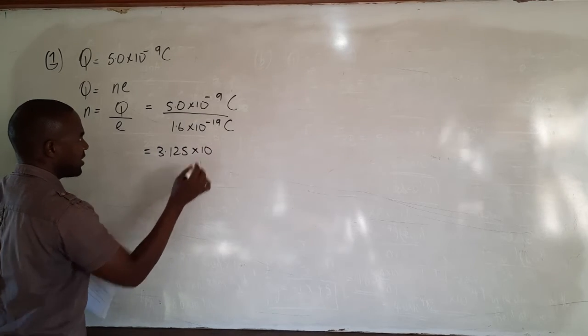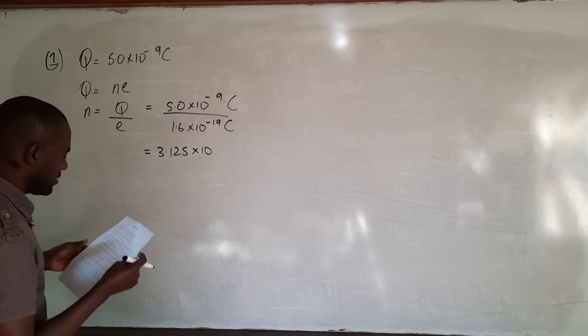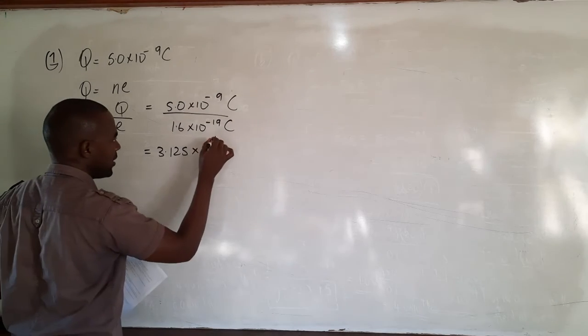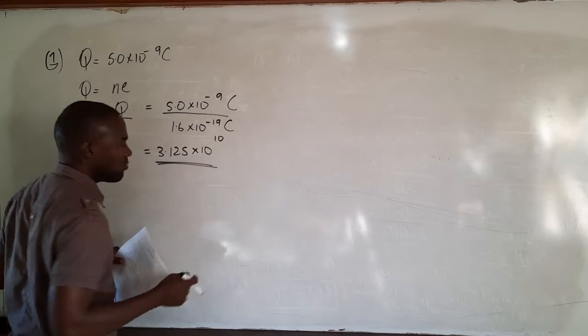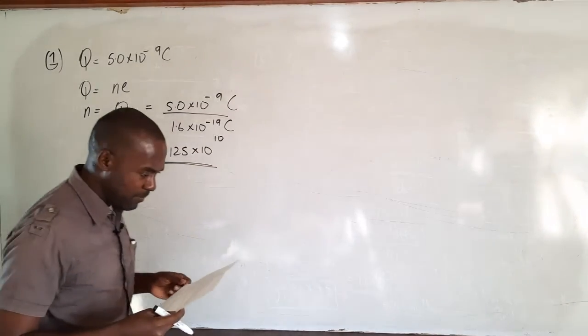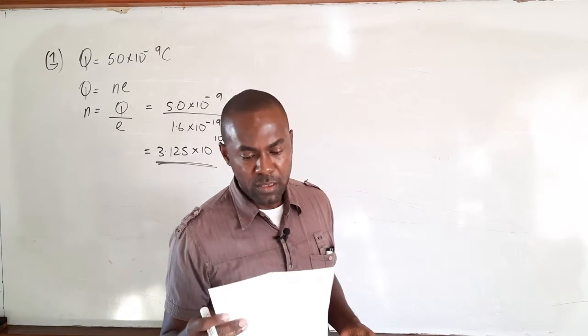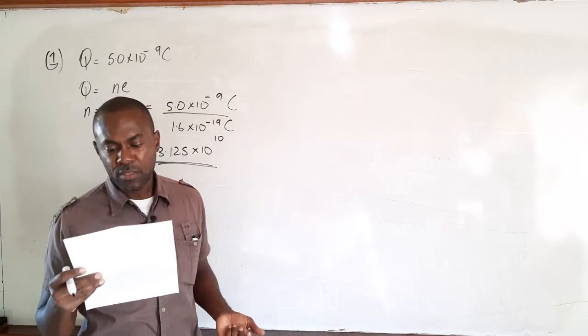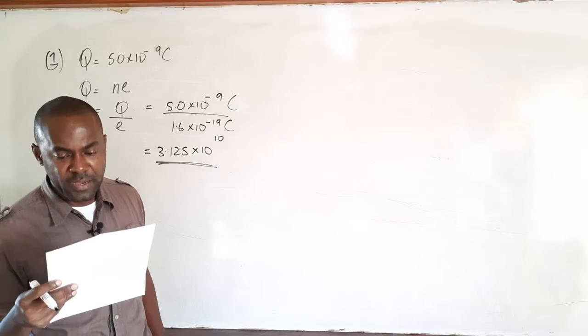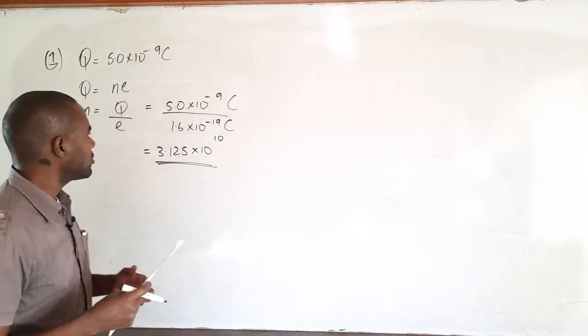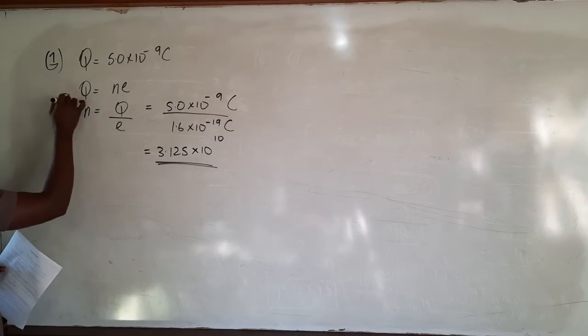3.125 times 10 to the 10 electrons. So the number of electrons necessary to have flowed into the capacitor for it to acquire this amount of charge is 3.125 times 10 to the 10 electrons. So that's part A of the question.